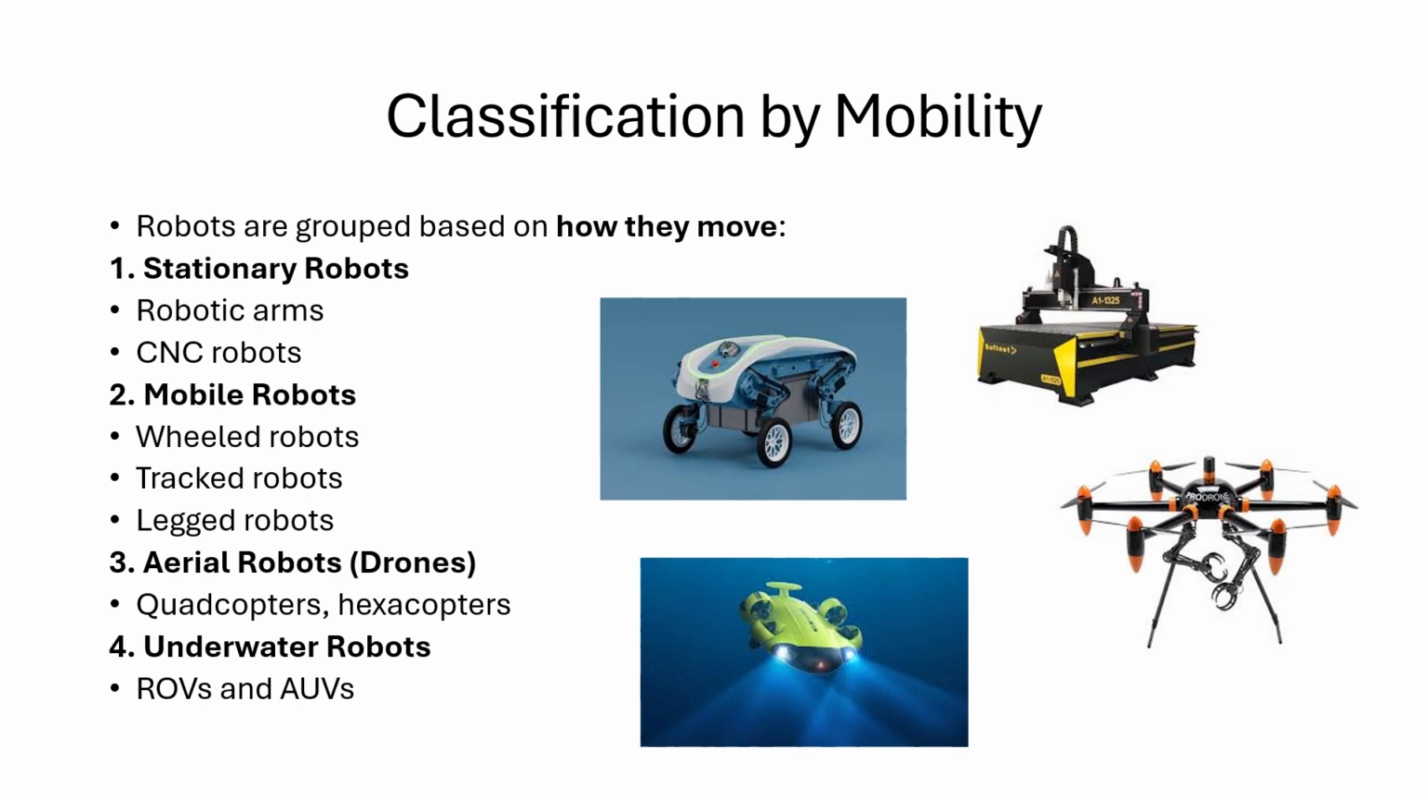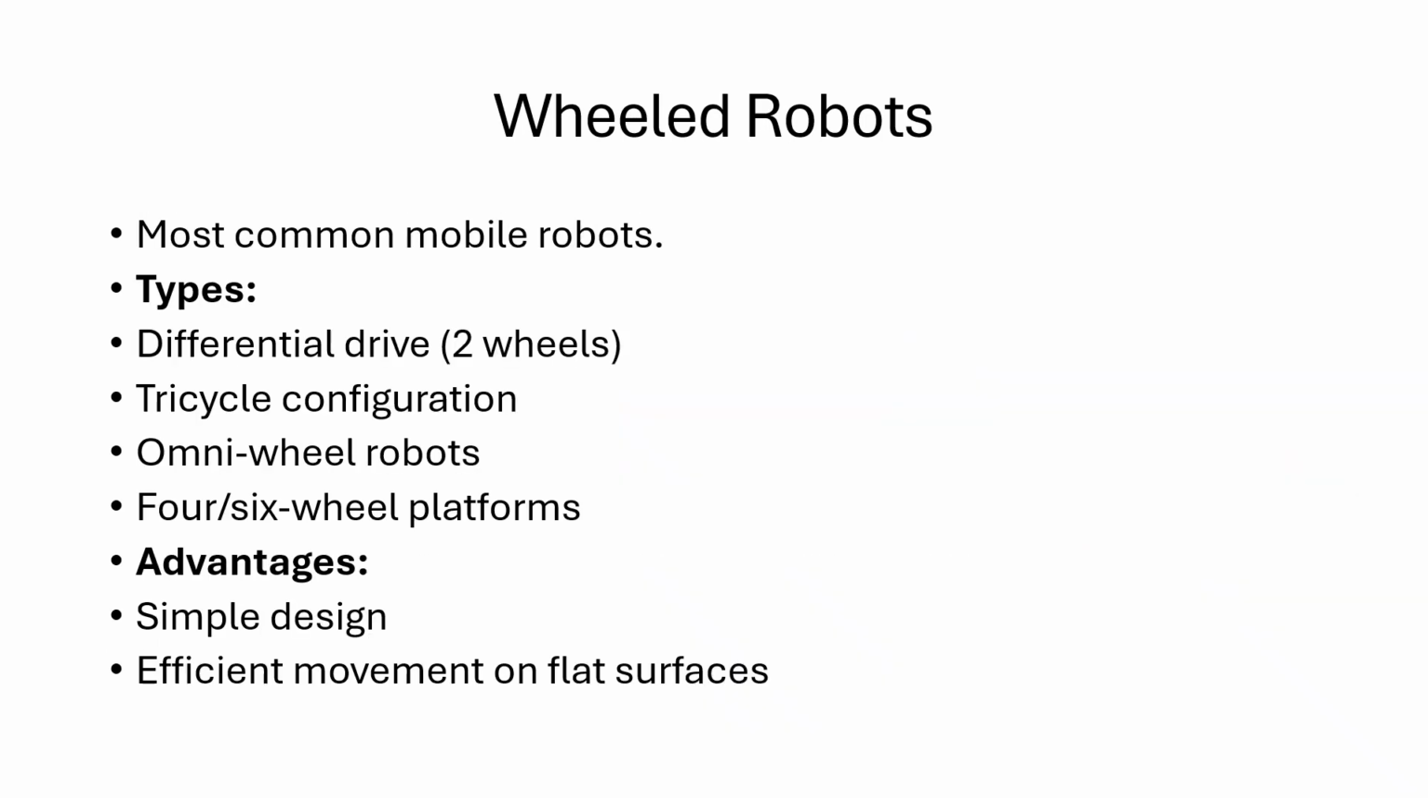Okay, the next one is the wheeled robot. Wheeled robots are the most common type of robot that we can see. They are simple, energy efficient, and easy to control. You will find configurations like differential drive robots or 4-wheel or 6-wheel platforms, and so on. These robots are perfect for indoor navigation as well as outdoor and flat terrain movement.